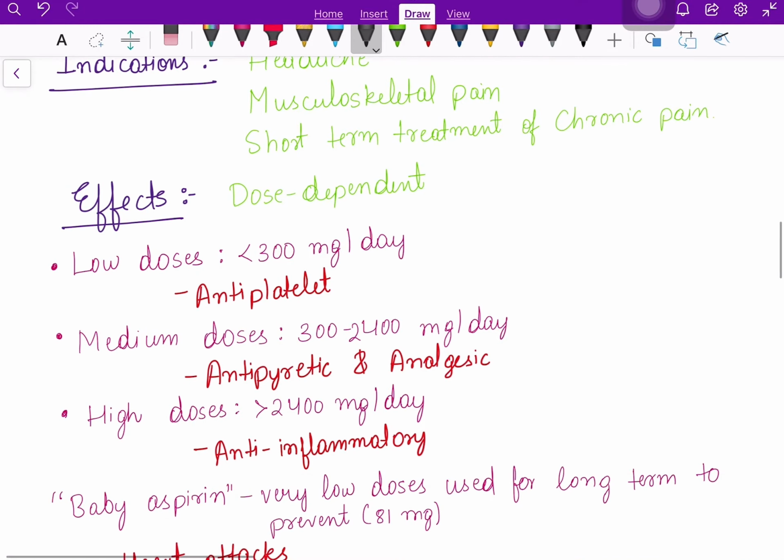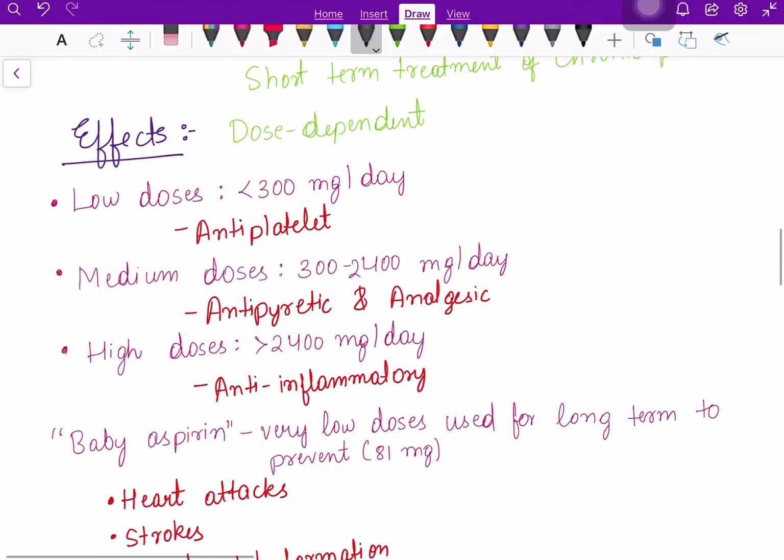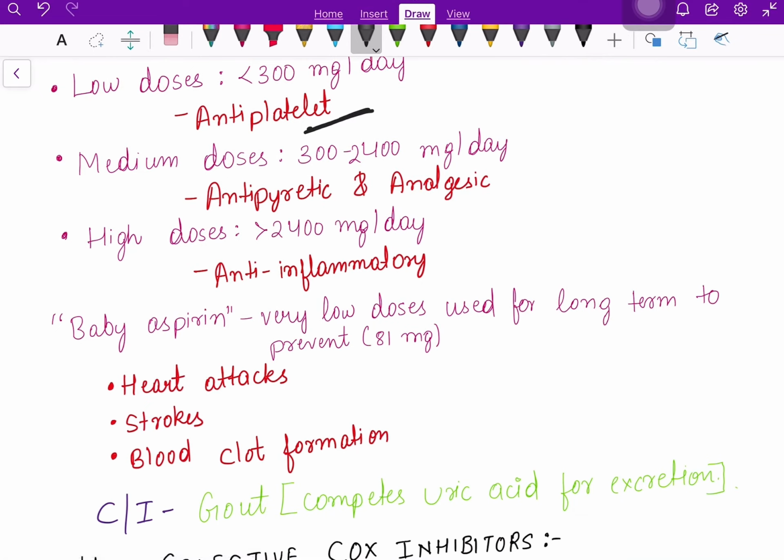Effects. The effects of aspirin depend upon the dose. Low doses of aspirin, that is less than 300 mg per day, have antiplatelet effect. The medium doses, that is 300 to 2400 mg per day, have antipyretic and analgesic effect. The high doses, that is more than 2400 mg per day, have anti-inflammatory effect. Baby aspirin, or very low doses, is used for long term to prevent heart attacks, strokes and blood clot formation. This is 81 milligram, and it is known as baby aspirin because it is given in very low dose for a continuous term.